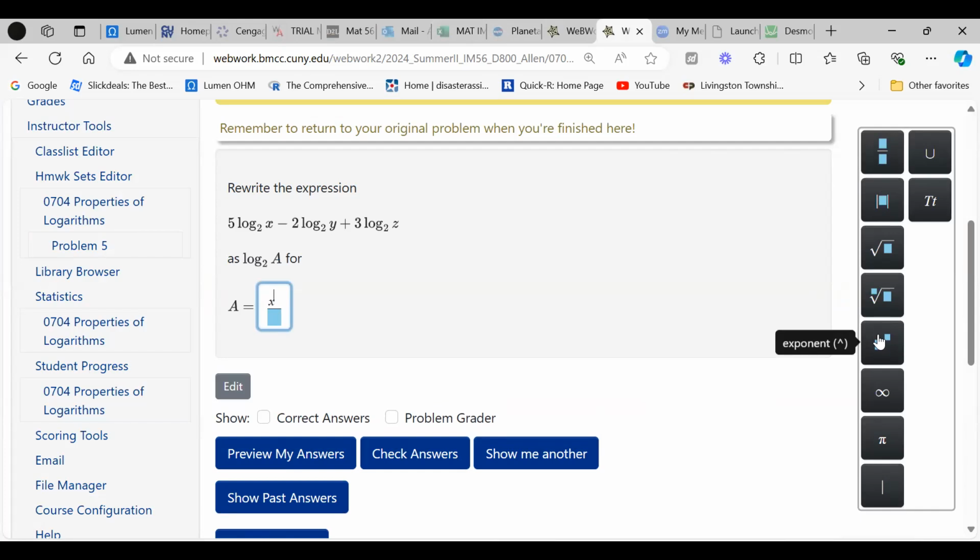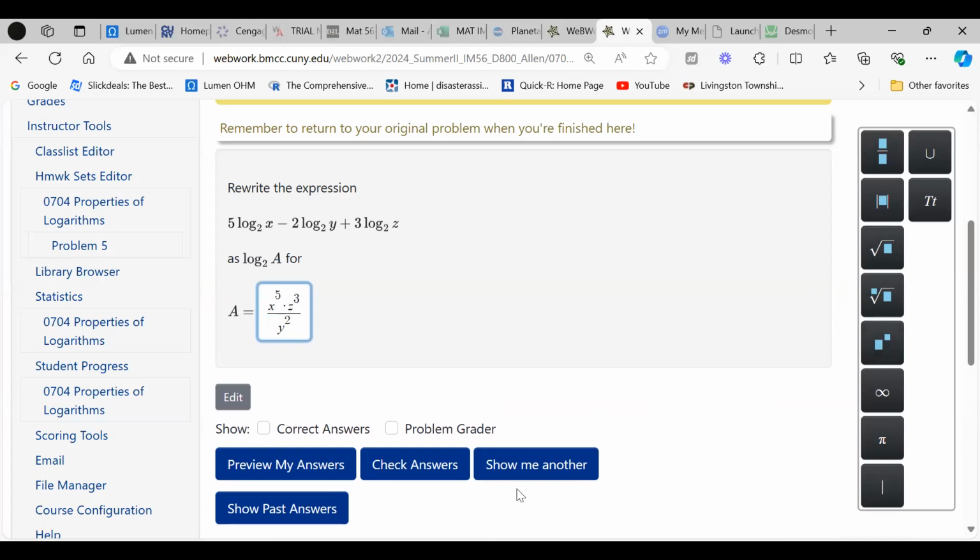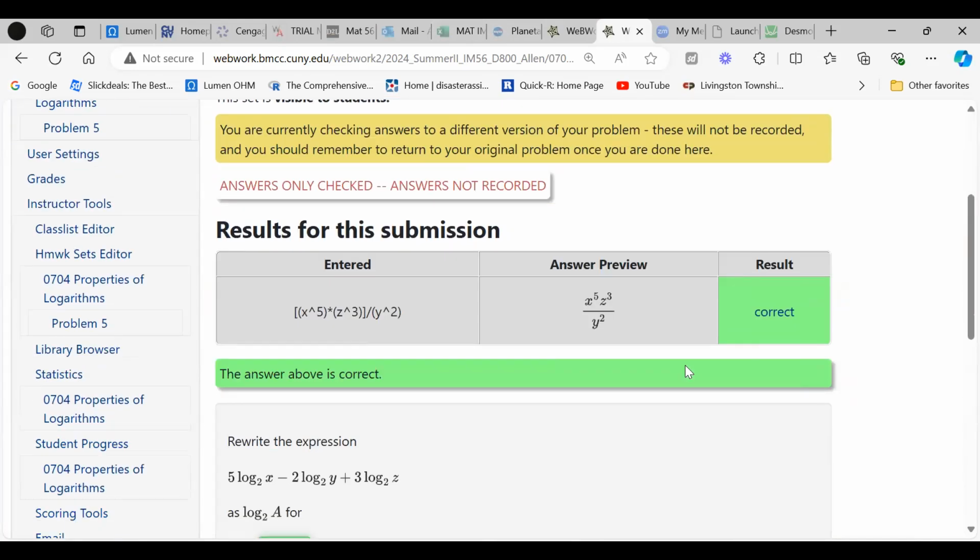x to the fifth, z cubed, over y squared. Okay, that should be the correct answer.